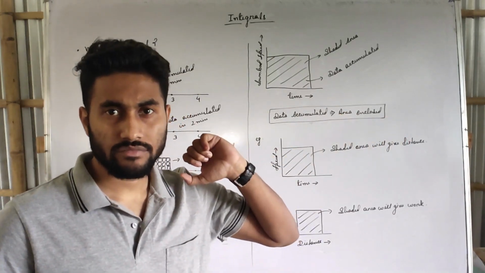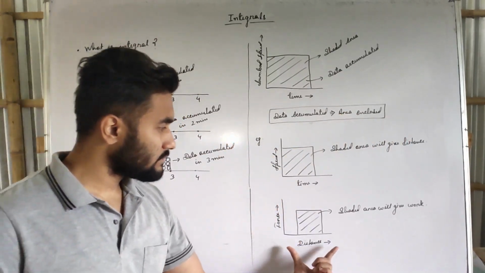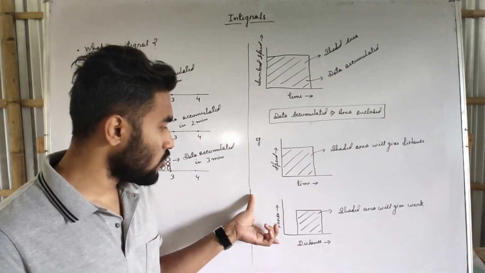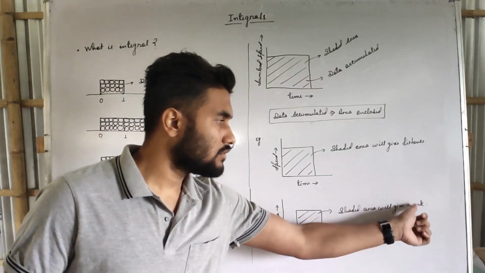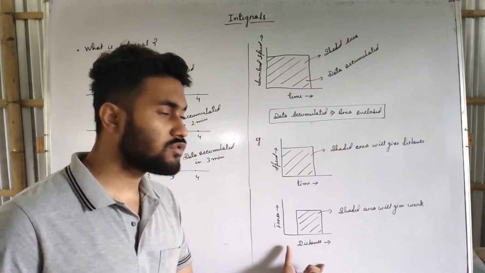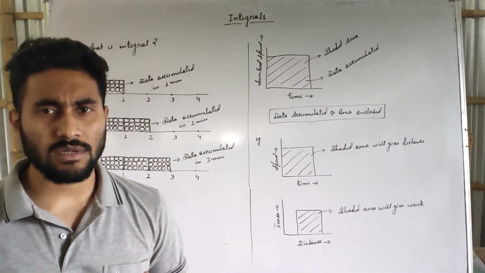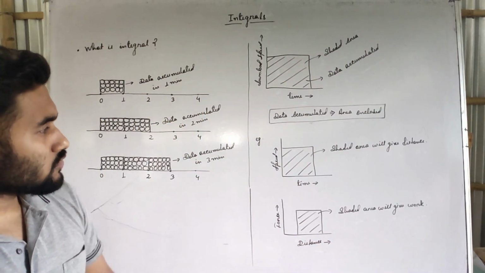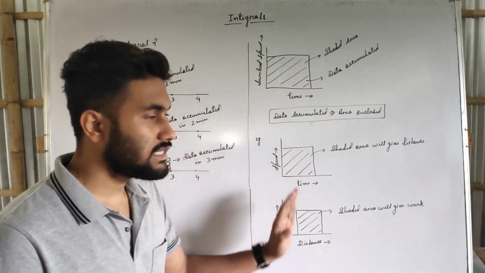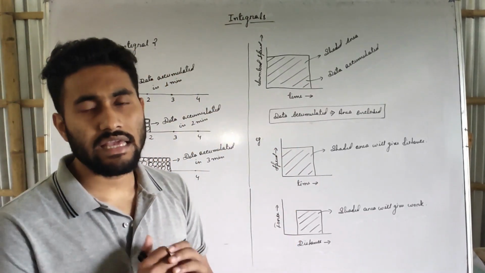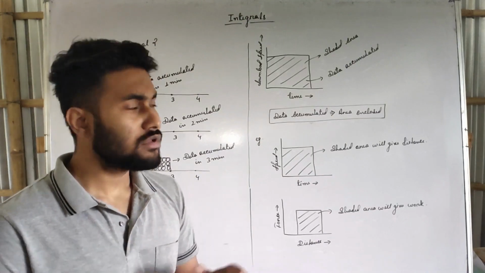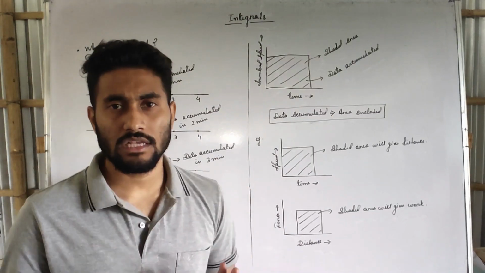Similarly, say this is distance, this is force. If I find the shaded area, this area will give me what? Work. Work done is equal to force into distance, or you can say force into displacement. So understood? So area enclosed basically gives us the answer of integral. So integral means area enclosed. Now I know that this was easy. This was not so tough.